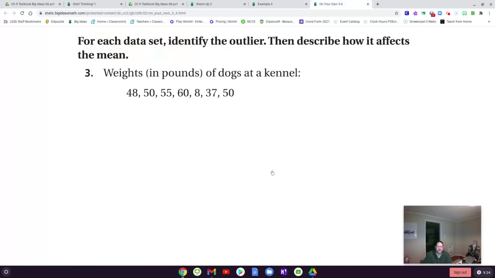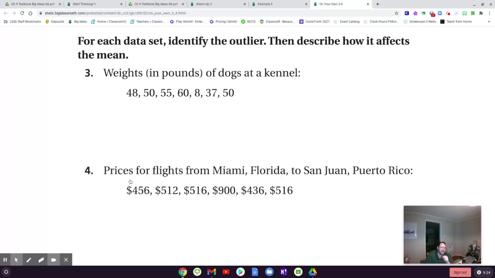Okay, so the last 2 questions I have for you is to figure out what are the outliers here. So here we have the weights of dogs in a kennel. These are the pounds. Here's the list. Can you identify the outlier? All right, and then here we have prices for flights from Miami, Florida to San Juan, Puerto Rico. Here's the list of those prices. Can you identify an outlier?